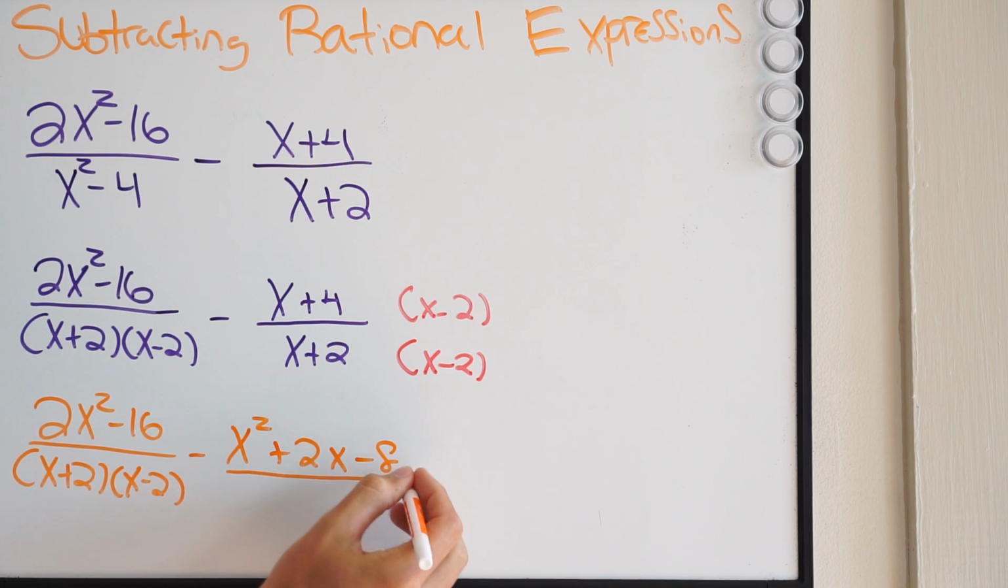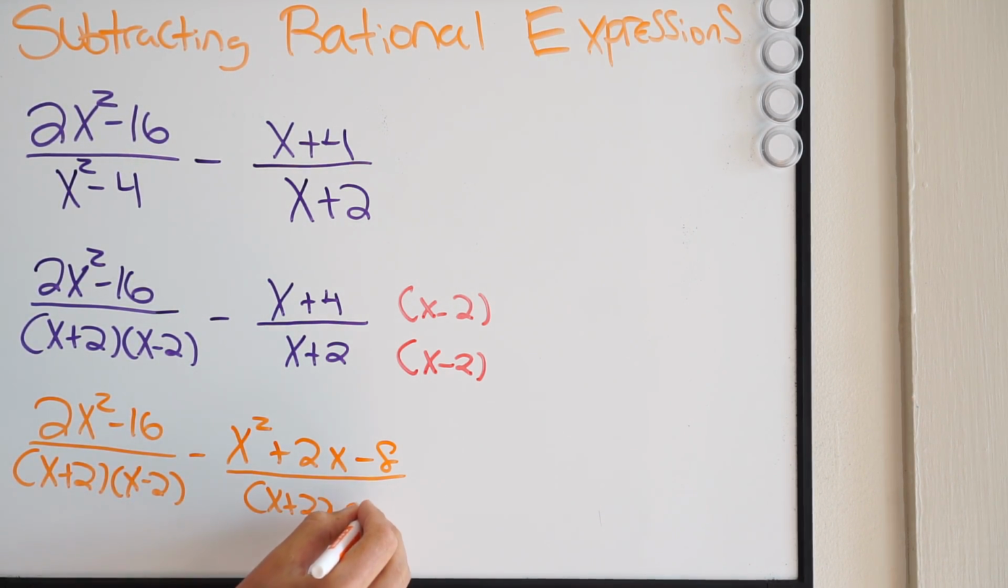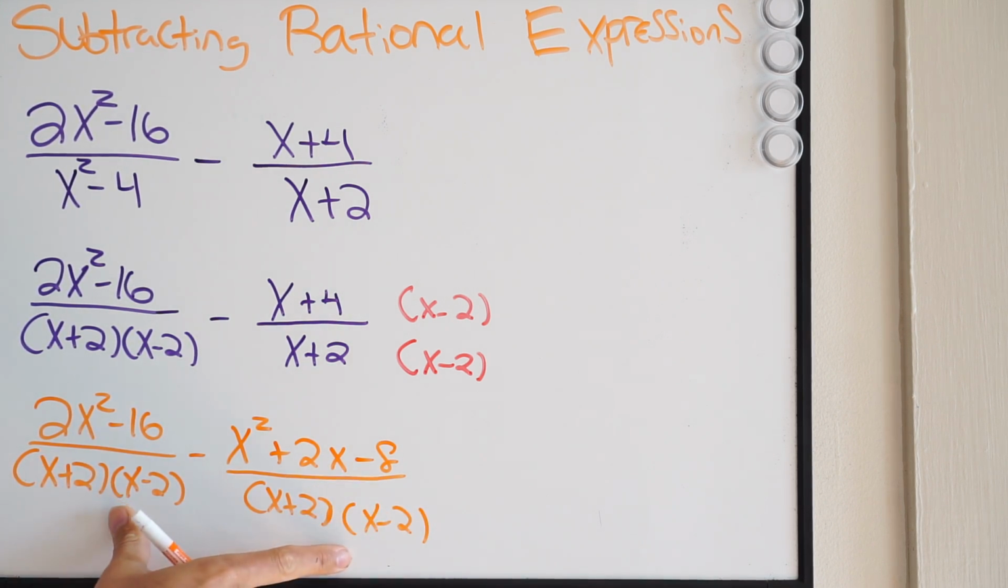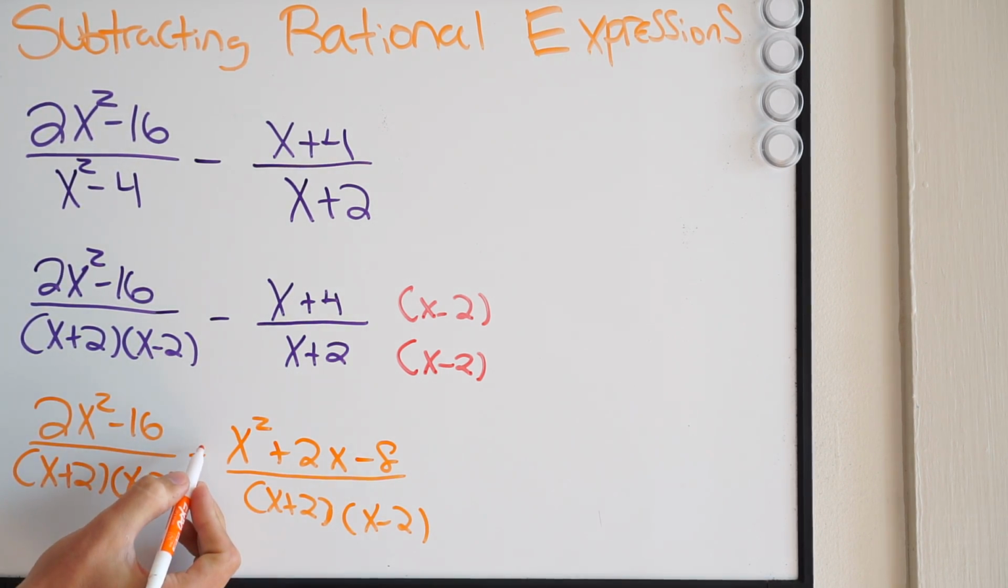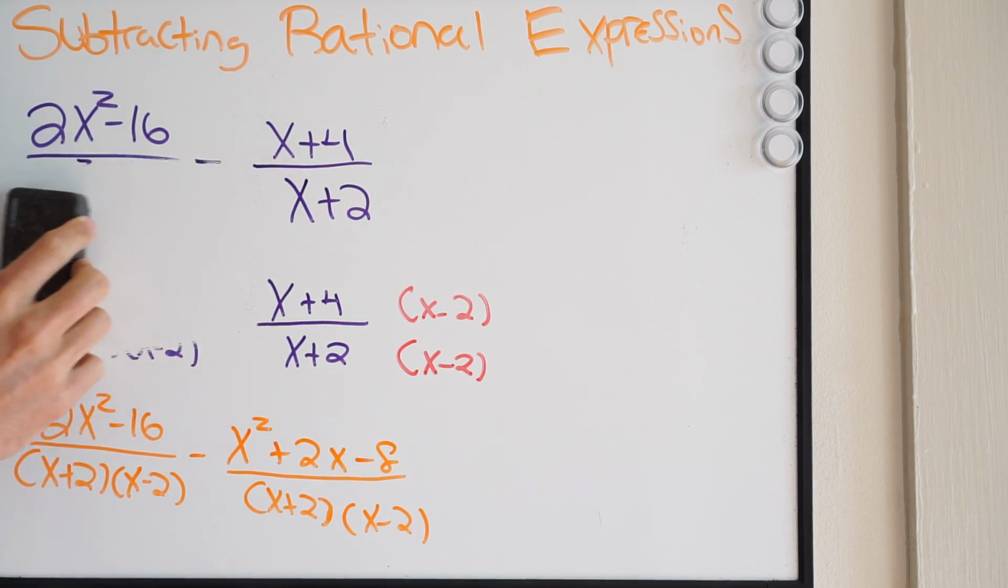And again, on the bottom, we'll have our x plus 2 and x minus 2. Okay, so our denominator is now the same on both of these rational expressions. We can now perform the operation, which is going to be subtraction here. Okay, so just be careful when you do subtraction here, because this negative sign is going to be distributed to each term on the top here. So this negative will go to the x squared, to the 2x, and to the negative 8. Okay, so just be careful with that. So when we look at the first one, let's go ahead and erase this. I'll write it on the top.